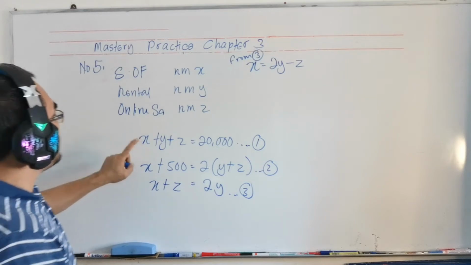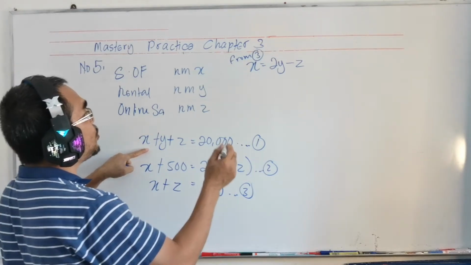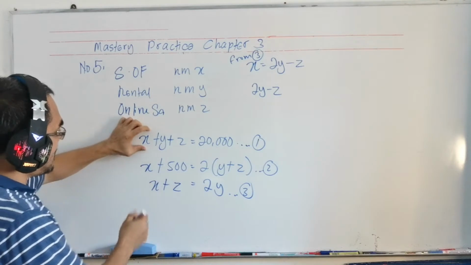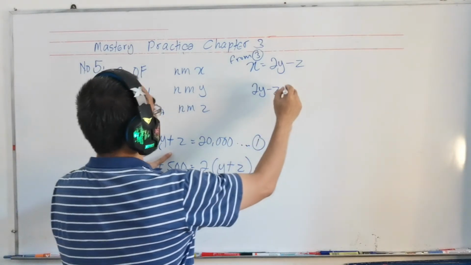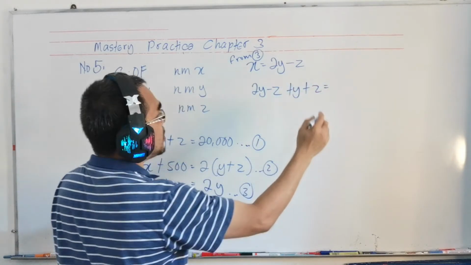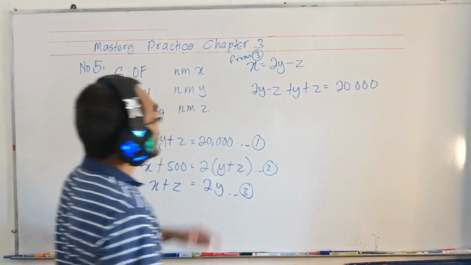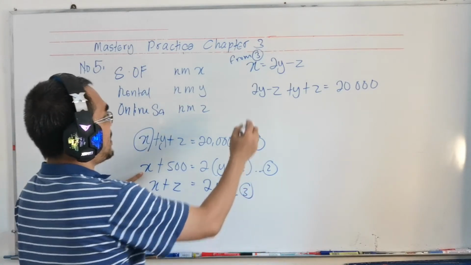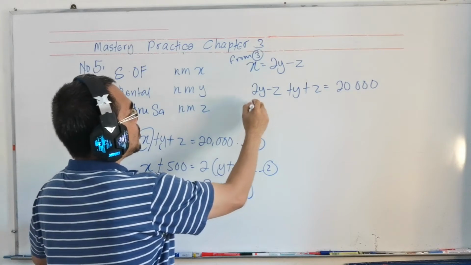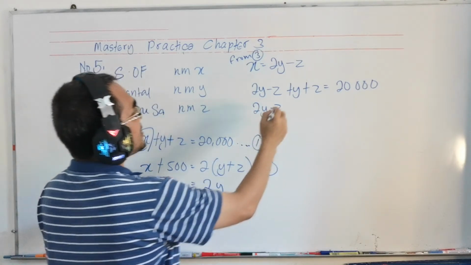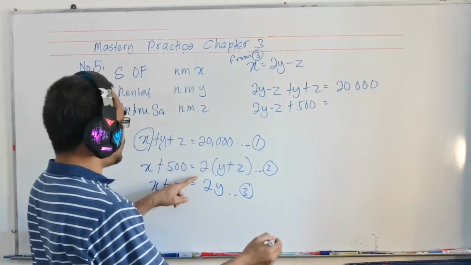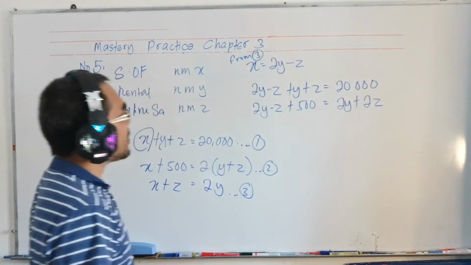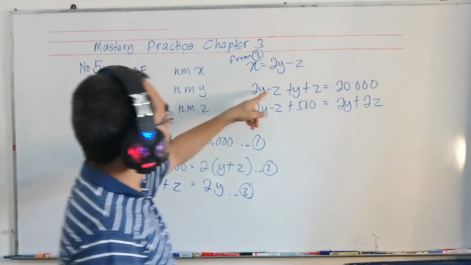So I will replace into 1, replacing x with 2y minus z. I will replace here where x is, then copy the other things: plus y plus z equals 20,000. Then the same thing, I will replace in the second one, where x is 2y minus z. So 2y minus z plus 500 equals, let's expand the bracket, 2y plus 2z. Okay, so we now have equations.